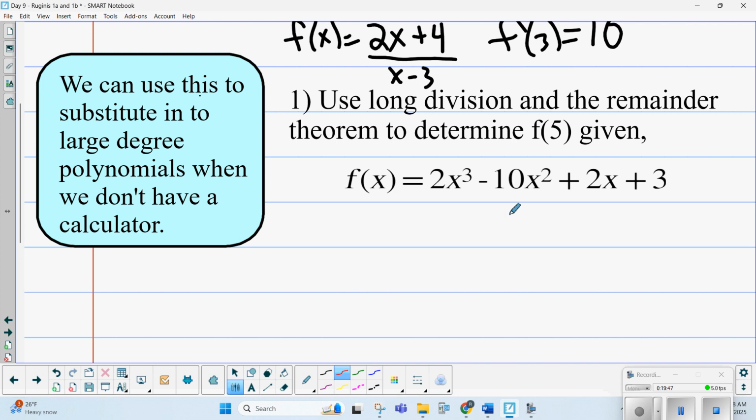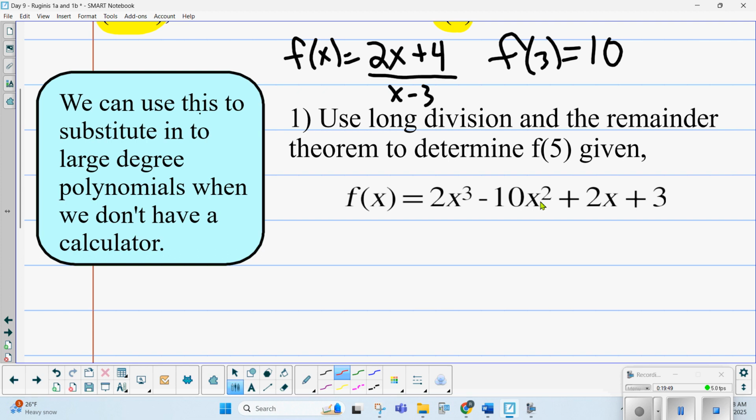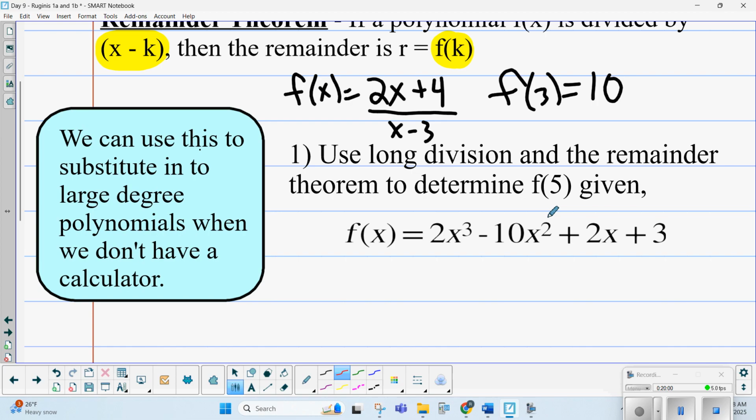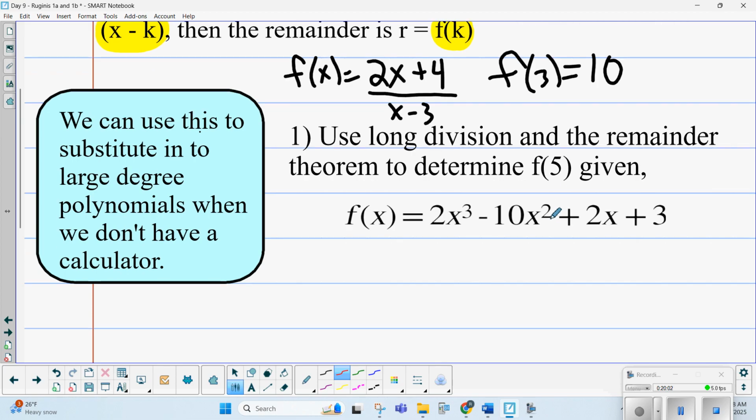So in order to figure this out, if a polynomial is divided by x minus k, in this case, our k, the thing we want to plug in, is 5. So we're going to need to divide by x minus 5. So let's do that.